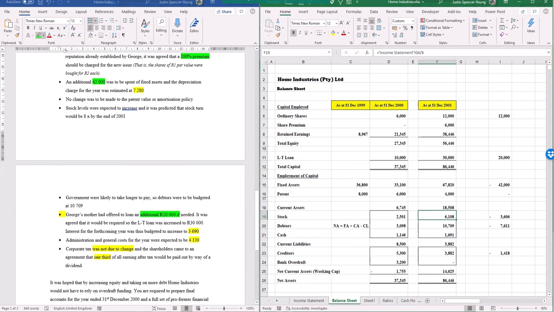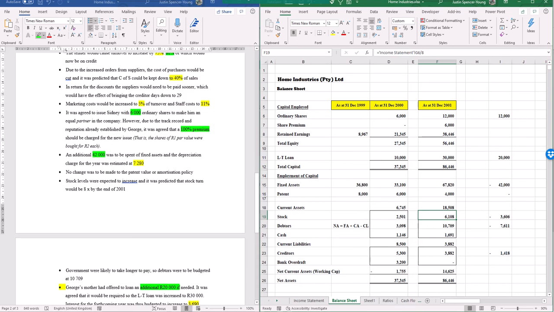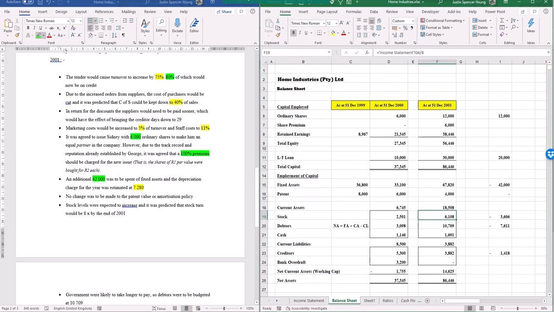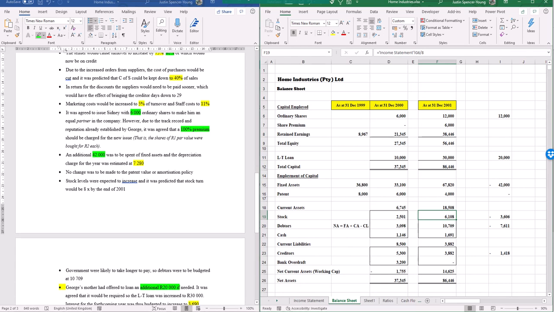Oh, I love the stock one because this causes all sorts of problems. Something about 8 times. There it is at the bottom here. Stock levels were expected to increase and it's predicted that the stock turn would be 8 times. So what you might be tempted to do is to take 2,501 and times it by 8. But that is 8 times more stock. I'm not talking about the turnover. The turnover of stock is the number of times that you sell your stock in a year.